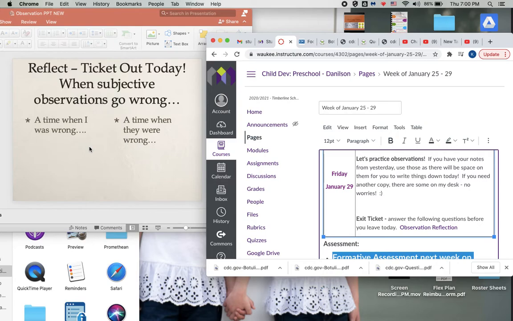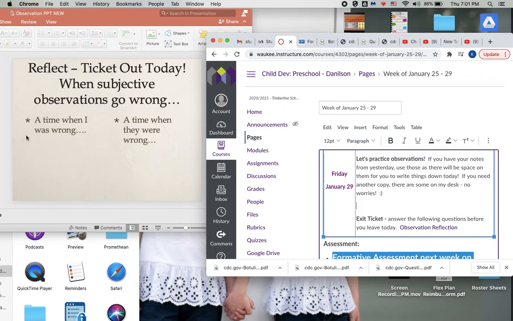Okay, so think of a time when someone was wrong about you. They made a subjective observation about you, and it was completely wrong. Okay, so tell me about that. Tell me what happened. Tell me about how that made you feel. Tell me if you learned something from it.